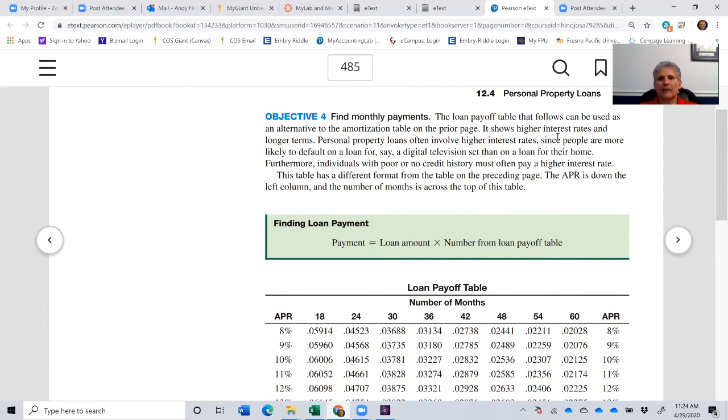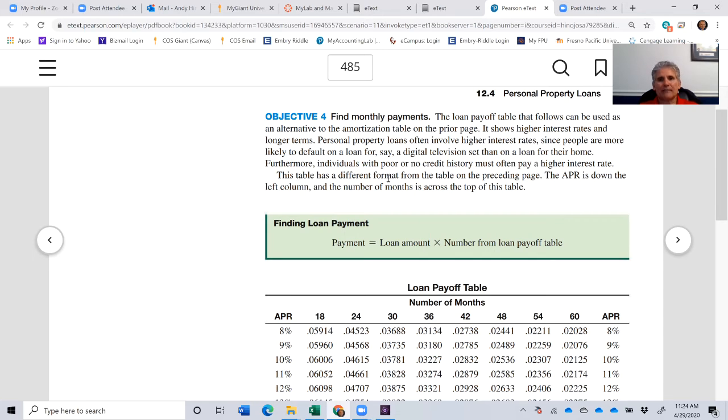The loan payoff table that follows can be used as an alternative to the amortization table on the prior page. It shows higher interest rates and longer terms. Personal property loans often involve higher interest rates since people are more likely to default on a loan for, say, a digital television set than a loan for their home. Furthermore, individuals with poor or no credit history must often pay higher interest rates.